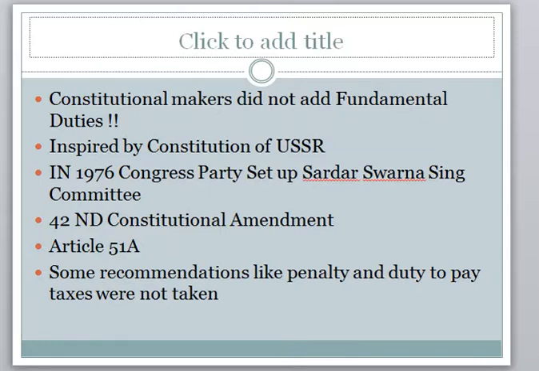Some recommendations given by the Sardar Swaran Singh committee were not accepted by the government, like imposing a penalty if you don't comply with the fundamental duties, or paying taxes as a fundamental duty. These things are not included in the current fundamental duties. And the fundamental duties come under Article 51A.